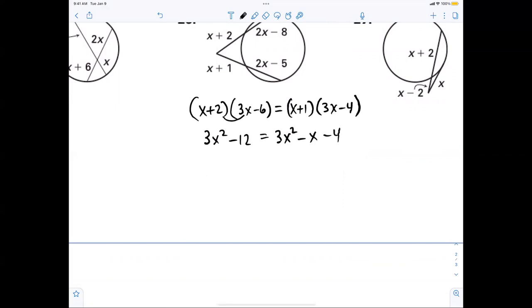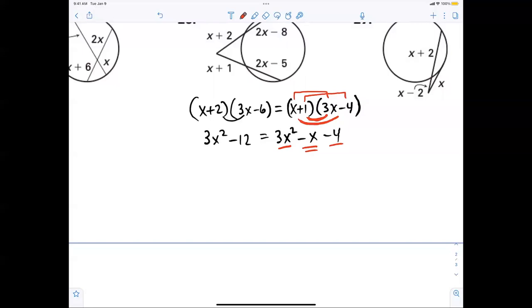Now, come on, guys. Don't let everybody else do the work. If you don't understand how it's 3x squared minus x minus 4, I'd like for you to try. Remember, when you're multiplying, there's a smiley face. These two multiplied together and these two multiplied together. 3x and negative 4x is negative 1x. X times 3x is 3x squared. 1 times negative 4 is negative 4.